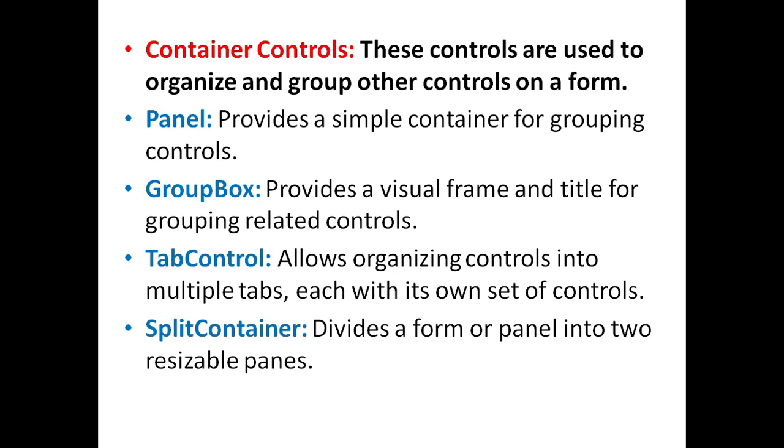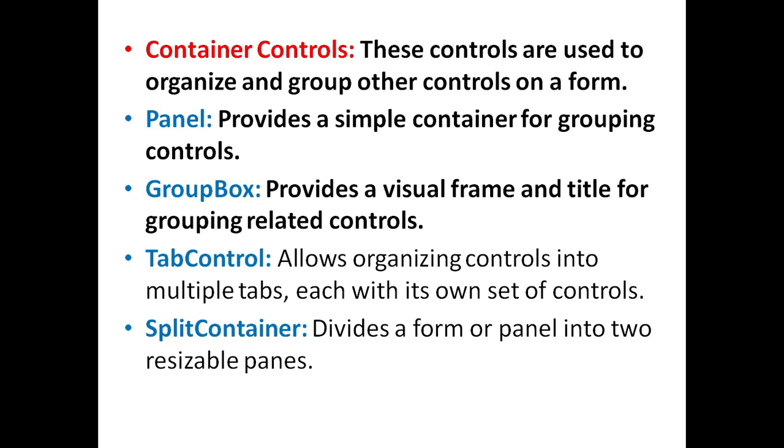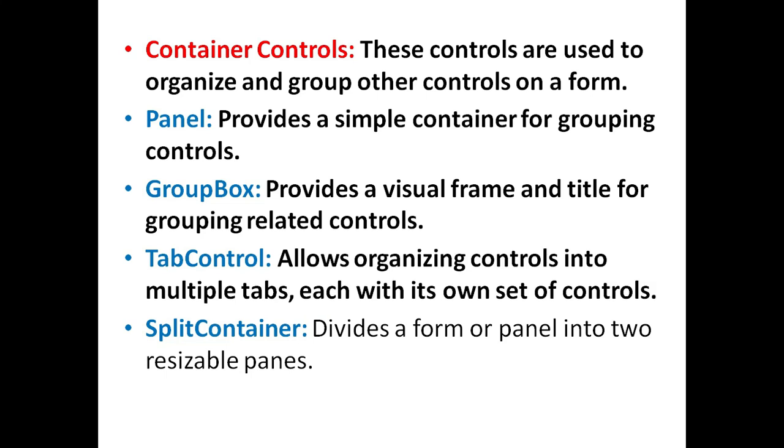Container controls are the controls that are used to organize and group other controls on a form. Some of them are panel. Group box controls provide a visual frame and title for grouping related controls. Tab control allows organizing controls into multiple tabs, each with its own set of controls. And split container divides a form or panel into two resizable panels.